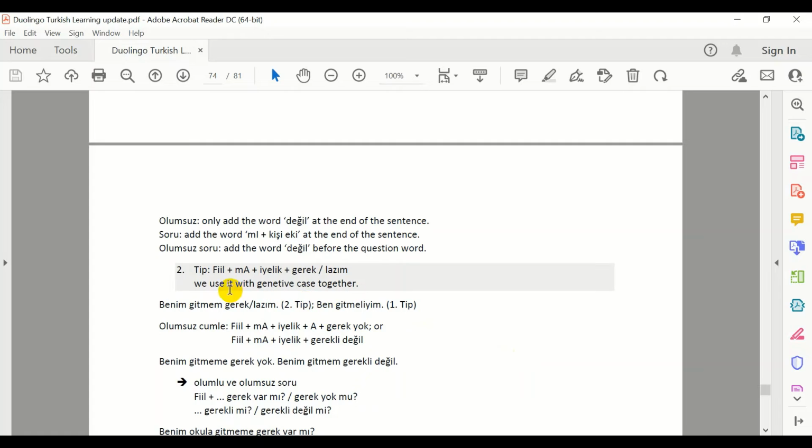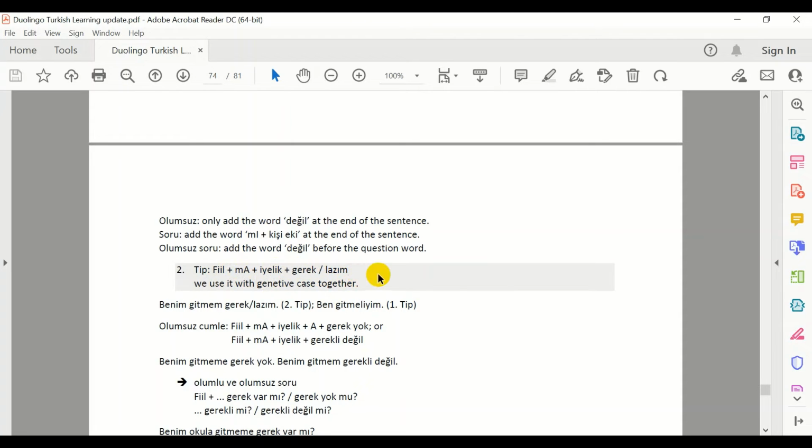And here, sometimes instead of using the suffix malı or meli, you can use a different structure. It means after the fi'l or verb, you can add this suffix ma or me, and after that the personal ending, and then gerek or lazım.